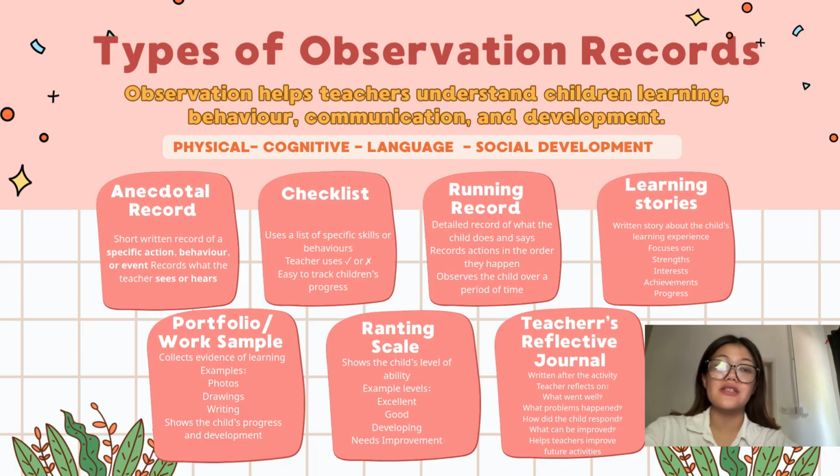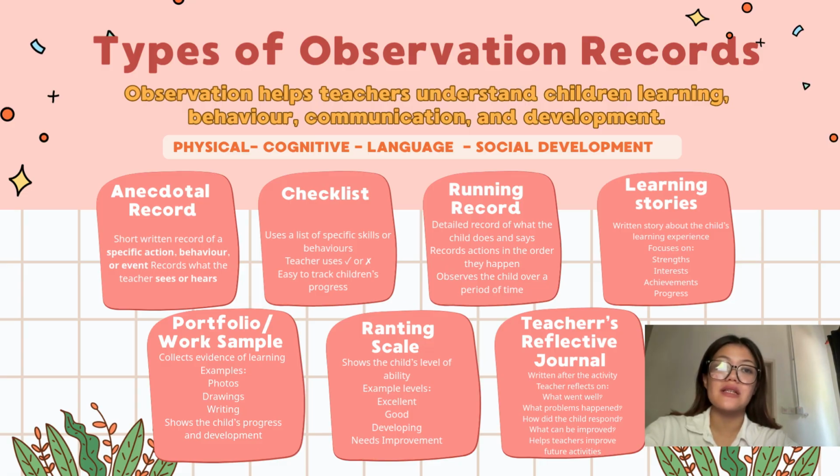The fourth type is learning stories. A learning story is a written story where the teacher writes about the child's learning experience. It focuses more on the child's strengths, interests, achievements, and progress.